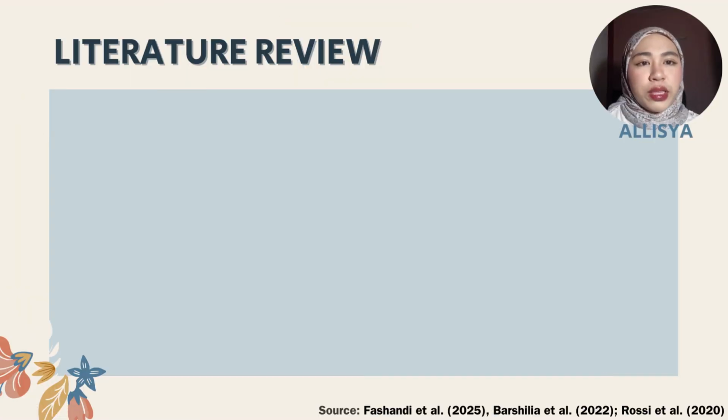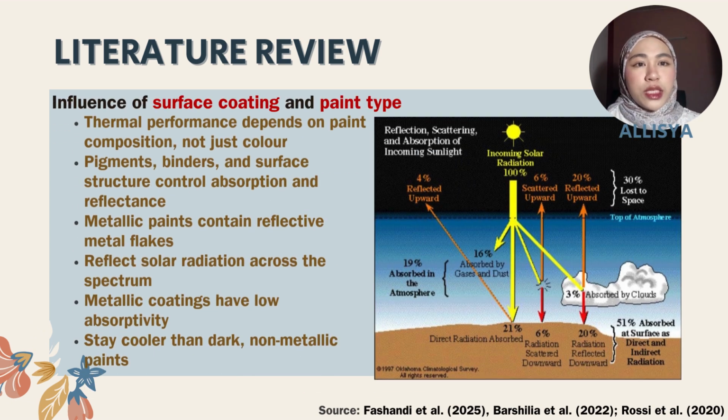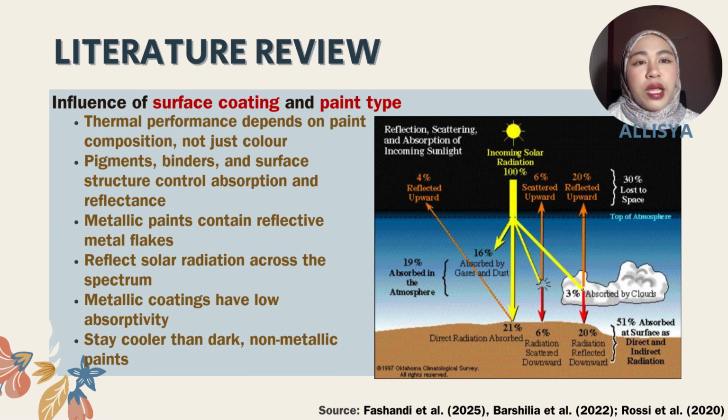Heat absorption is affected not only by surface color but also by the type of surface coating. The pigment composition and the physical structure of the paint determine how much solar radiation is absorbed or reflected. Metallic paints like silver and gold exhibit different behavior compared to standard matte paints because they consist of a transparent colored top layer and an underlying layer containing reflective metallic flakes. These flakes reflect a large portion of sunlight across the solar spectrum, giving metallic surfaces low solar absorptivity. As a result, metallic surfaces stay cooler than dark non-metallic surfaces under the same sunlight exposure.